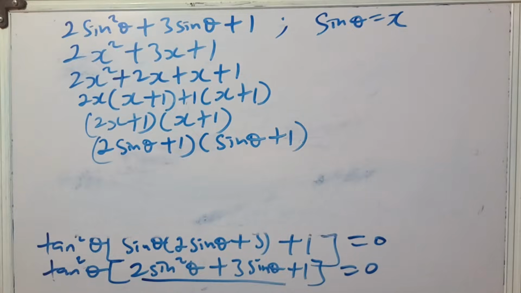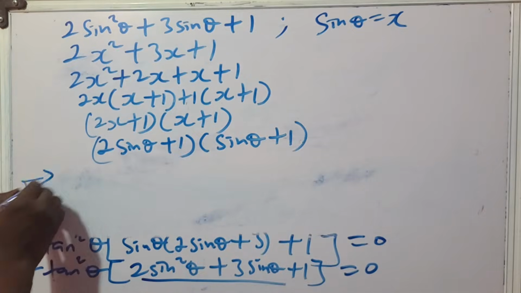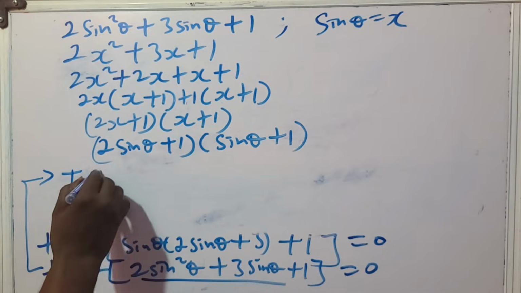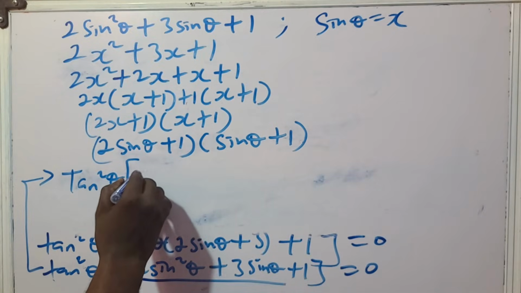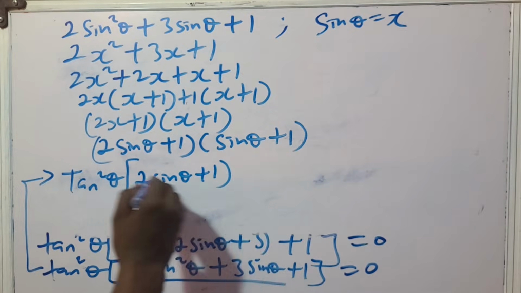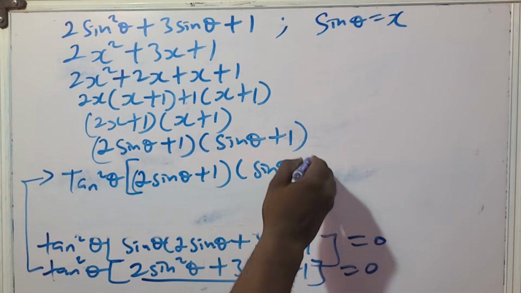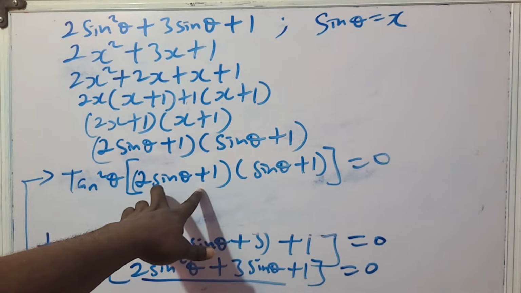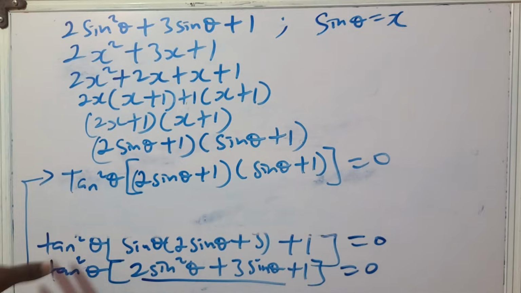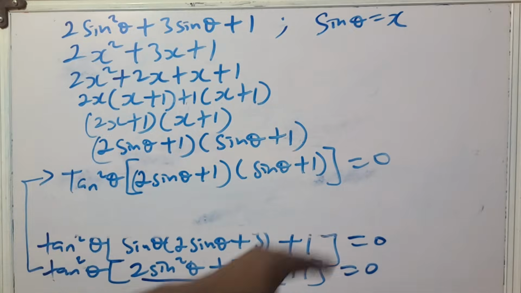So I have, coming from here now, tan square theta. Now I want to fill in this inside. So I have 2 sine theta plus 1, and I have sine theta plus 1. Everything equals 0. So I'm sure you all agree now that all this is all multiplication. So this is all perfect multiplication.